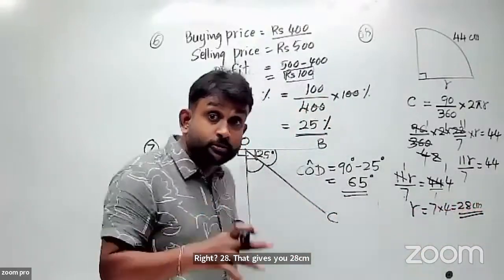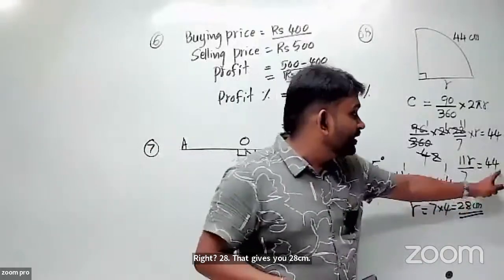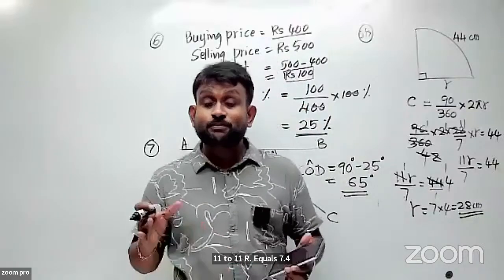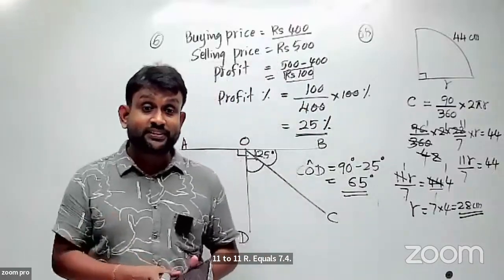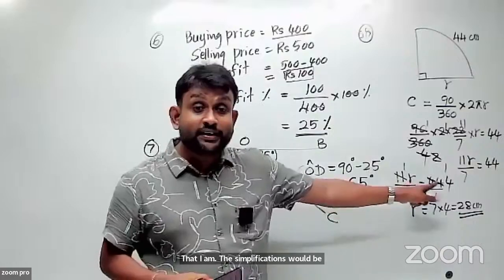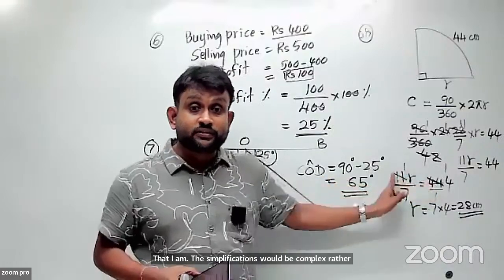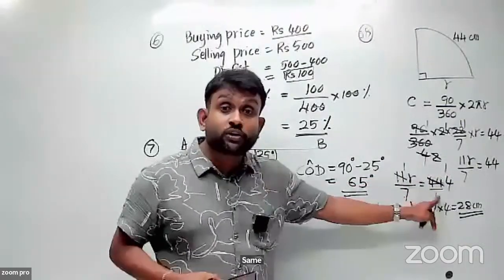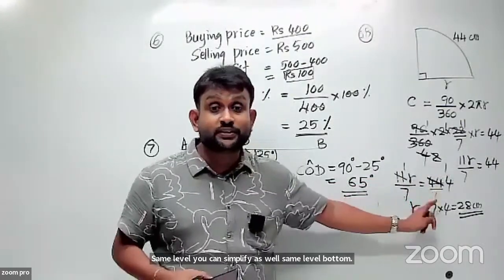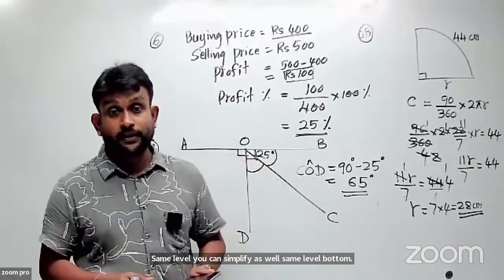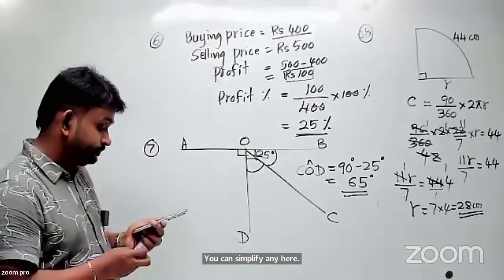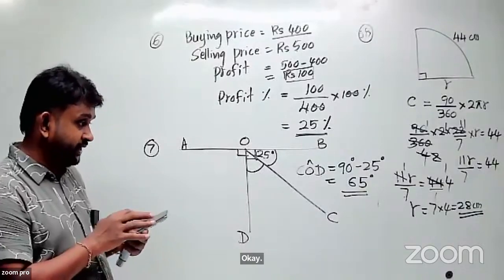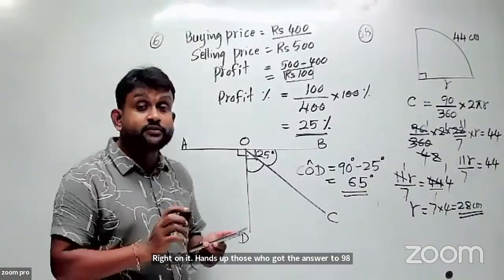If you are not comfortable with that, cross multiply: 11 into 11R equals 7 into 44. At that time the simplification would be more complex. But here you can directly see the simplification. Same level, top you can simplify as well, and same level, bottom you can simplify if there is any value. Write it down. Hands up those who got the answer 28. That is the radius.